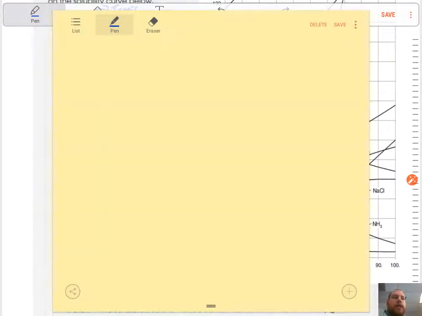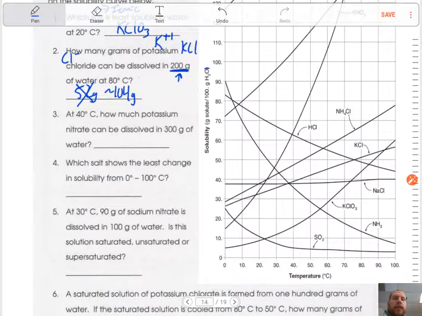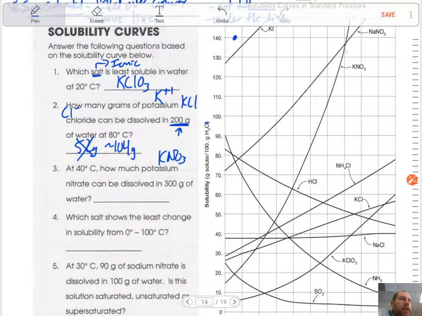All right, so, 40 degrees, potassium nitrate. I've got to figure out what the formula is. KNO3 is my formula for potassium nitrate. So I'm going to go find that one first. Okay, oh, that's this big one right here. I'm going to draw my line, or follow. Oops, that's bad.